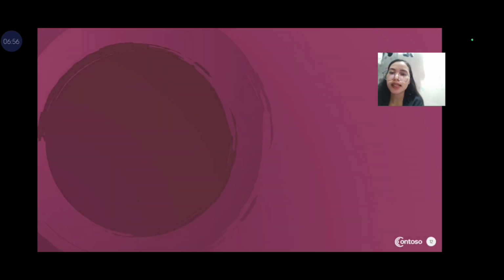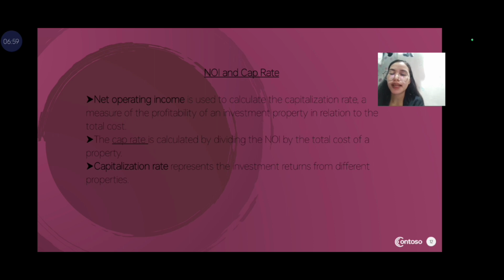So the next one is NOI and cap rate. Net operating income is used to calculate the capitalization rate, a measure of the profitability of the investment property in relation to its total cost. The cap rate is calculated by dividing the NOI by the total cost of a property. So the capitalization rate represents the investment returns from different properties.